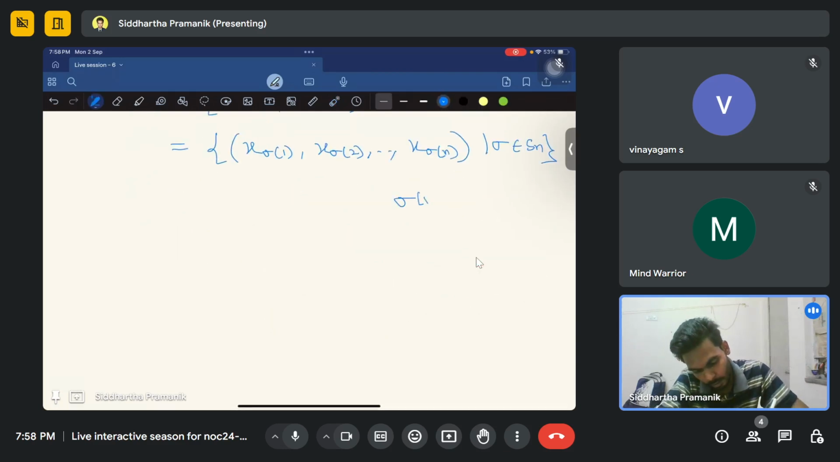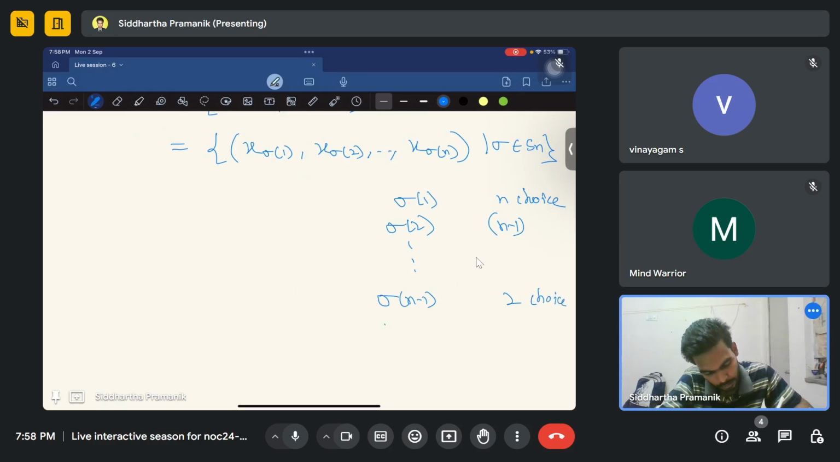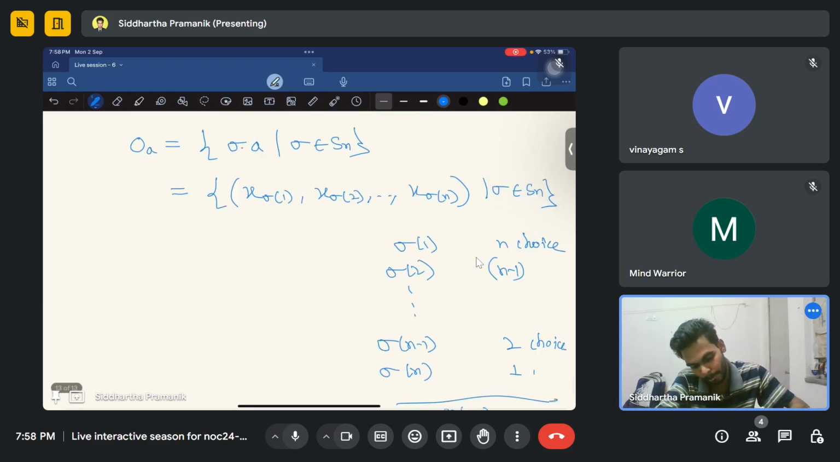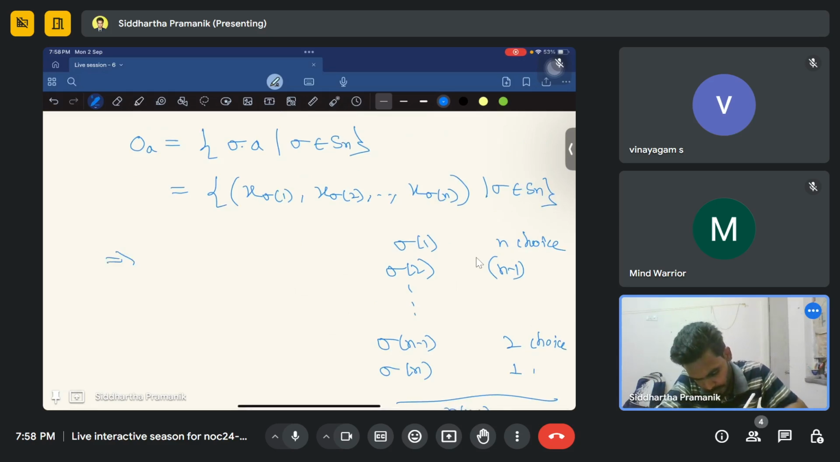So sigma 1 has n choices, sigma 2 has n minus 1, sigma n minus 1 has 2 choices, and sigma n has only 1 choice. So total there are n times n minus 1 and so on up to 1, which is n factorial choices. So that means this orbit has n factorial elements.